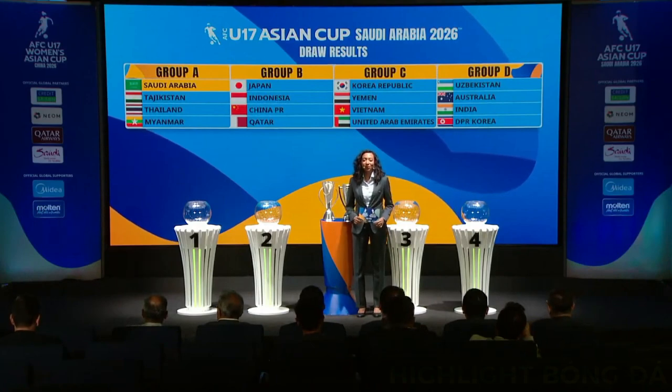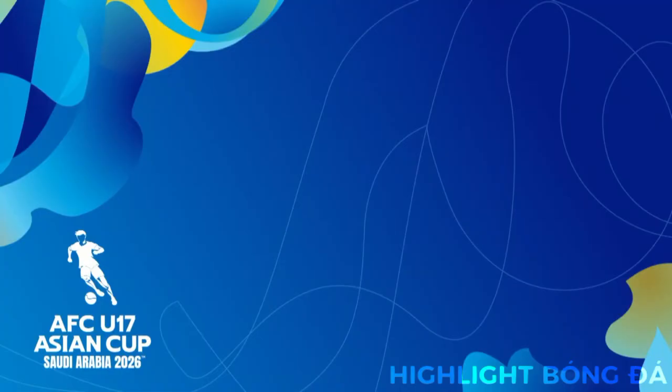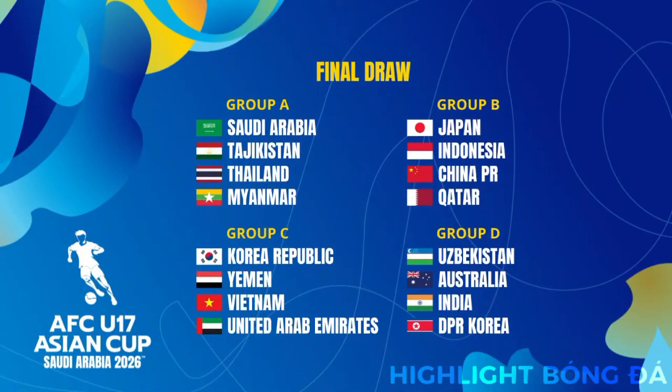Now, let me just give you a quick rundown of the final draw results. In Group A, we have host Saudi Arabia, Tajikistan, Thailand, and Myanmar. In Group B, Japan, Indonesia, China PR, and Qatar. In Group C, we have Korea Republic, Yemen, Vietnam, and United Arab Emirates. And finally, in Group D, we have Uzbekistan, Australia, India, and DPR Korea.